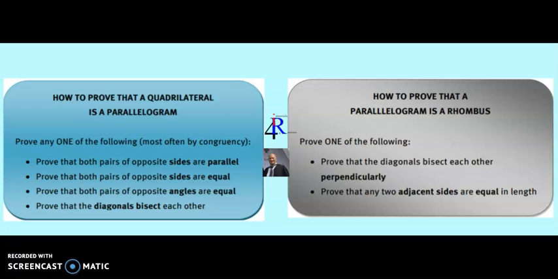How do we prove that a parallelogram is a rhombus? There are two things I could do. Prove that the diagonals bisect each other at 90 degrees, or prove that any pair of adjacent sides are equal in length.